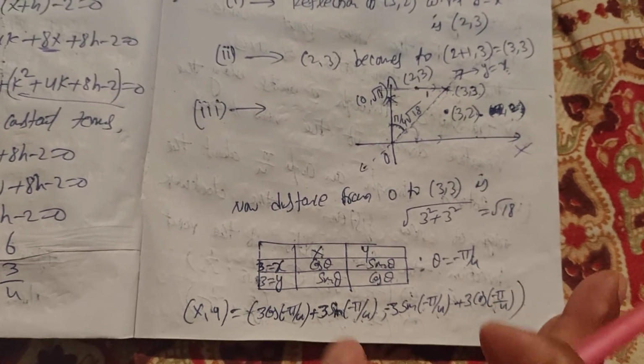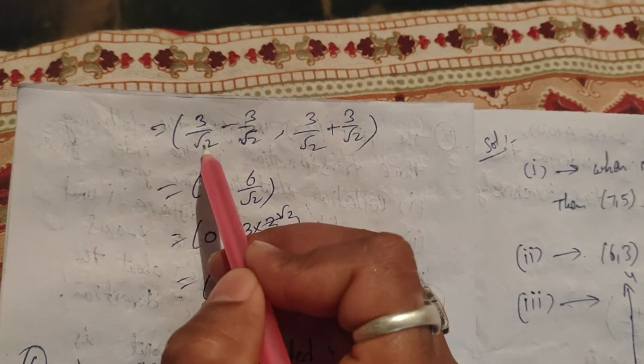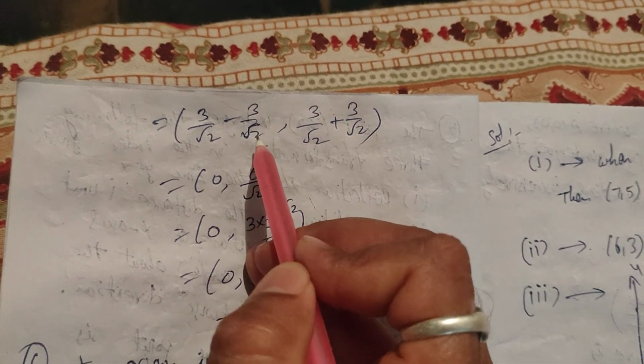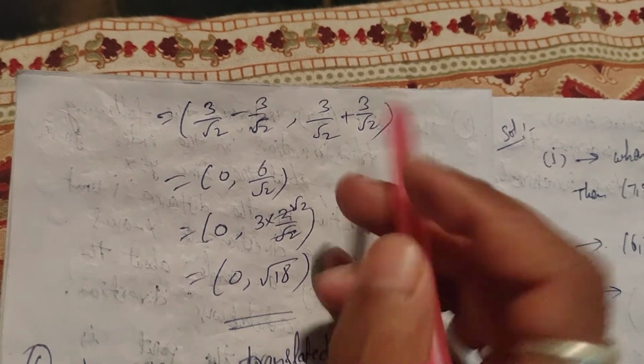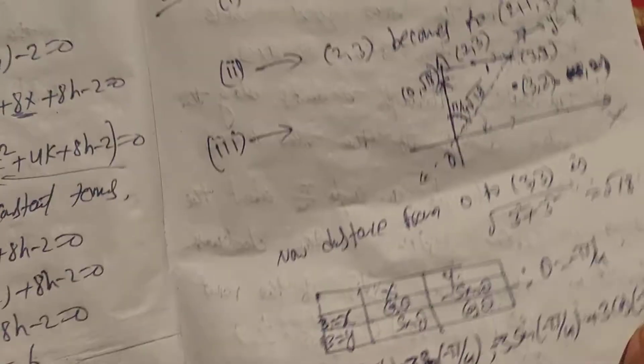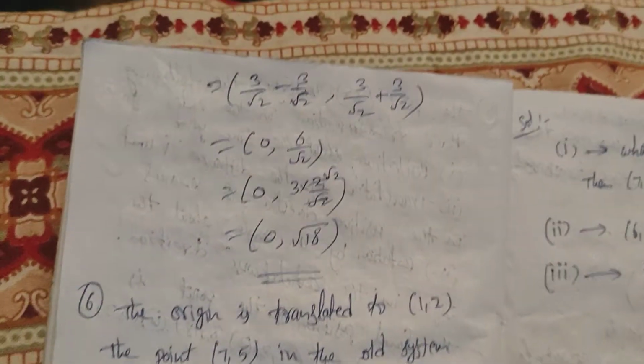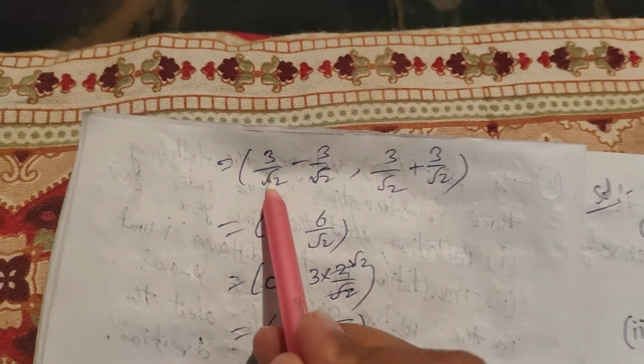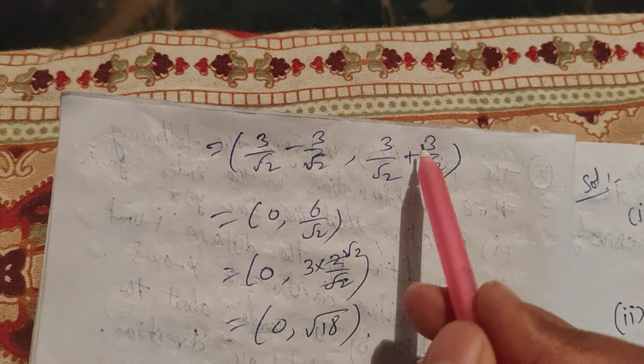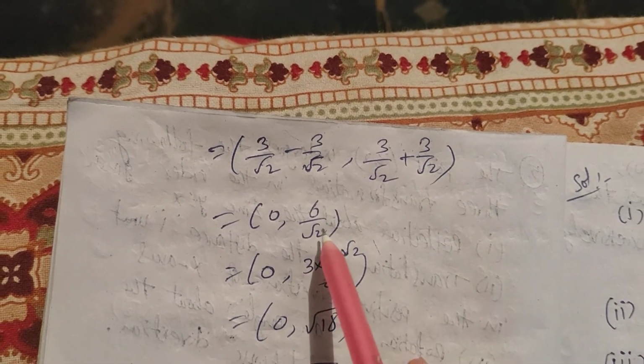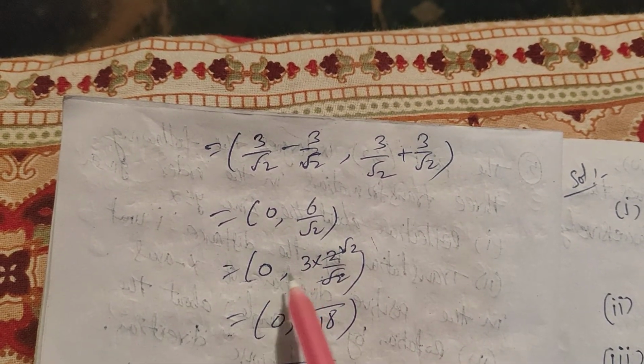So cos pi by 4 value is 1 by root 2, we know that. According to that, this is nothing but 3 into 1 by root 2, that is 3 by root 2, minus 3 into 1 by root 2, 3 by root 2, comma 3 into 1 by root 2 plus 3 into 1 by root 2. So replace cos pi by 4 and sin pi by 4 by 1 by root 2. So 3 by root 2 minus 3 by root 2 is 0. So 3 plus 3, 6 by root 2. So this is equal to 0 comma 6 by root 2.